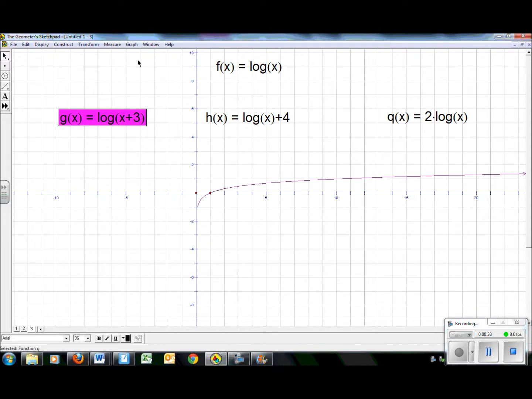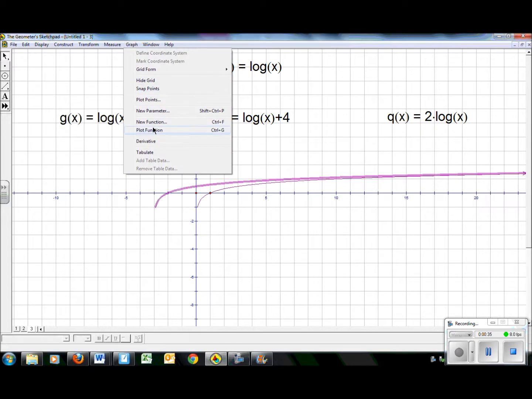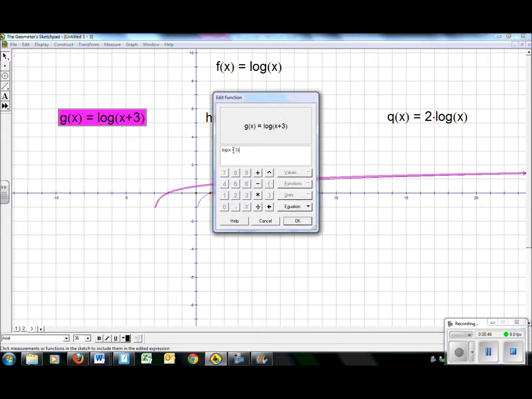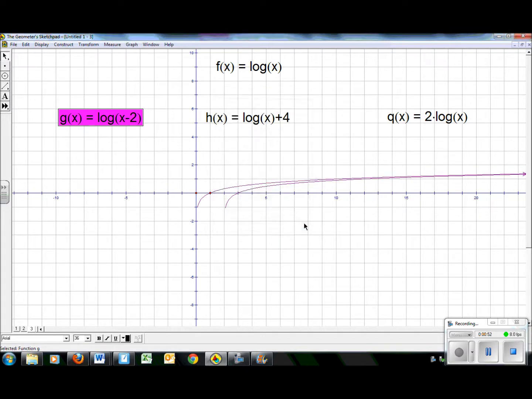So let's go ahead and check. I'm going to plot the function here. And yes, indeed, it did shift over 3 from where it was. It shifted in the opposite direction, so left instead of right. And if I modified this function to, instead of plus 3, let's say it was minus 2, then, yep, I shifted right too. So my prediction was correct for this one.